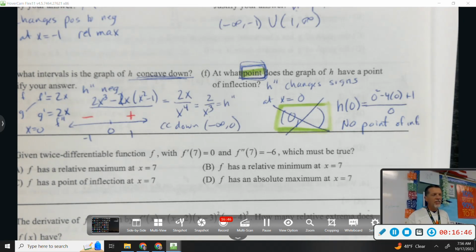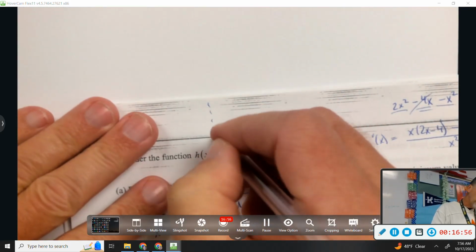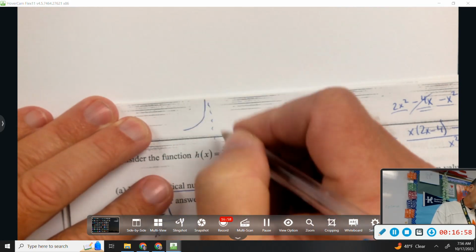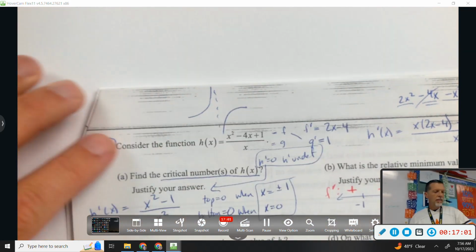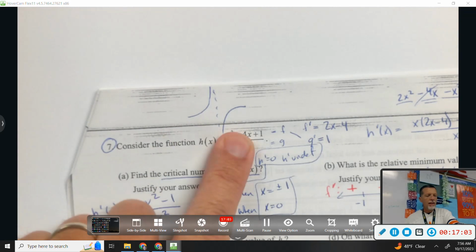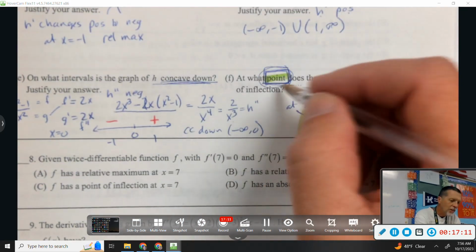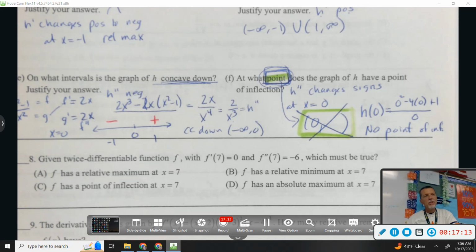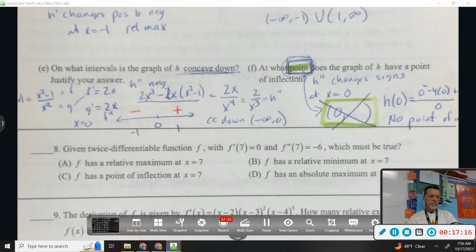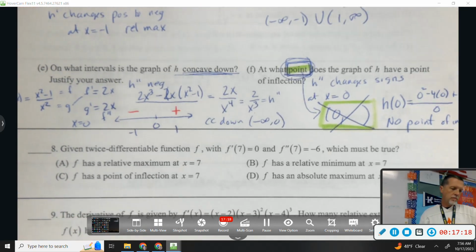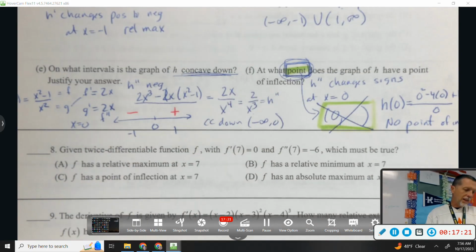Because there is no graph at 0. So concavity changes, but there's not a point there because there's an asymptote there. I have no idea what this graph looks like, but what that might mean is something like that. That's concave up, that's concave down, but there's not a point of inflection there because there's not a point there. So if you read the directions carefully, you'll figure that out along the way. Alright, that was a long one, but that covered a whole bunch of stuff.